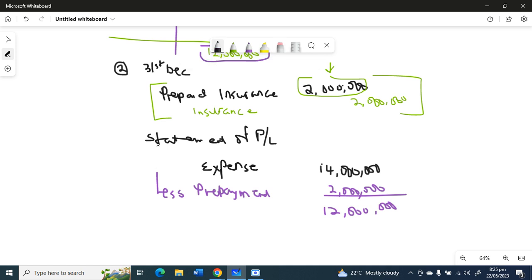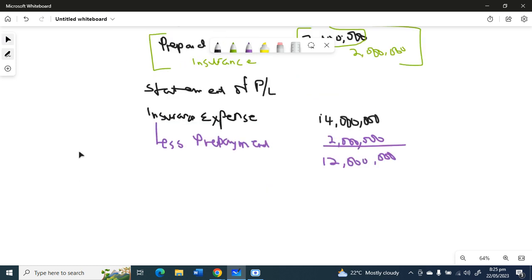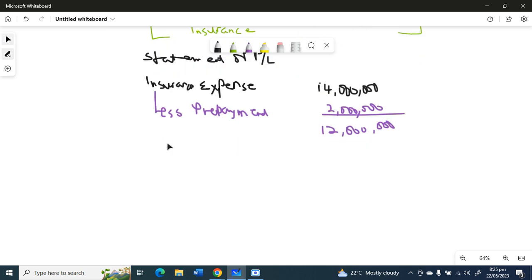Then in the balance sheet, under current assets, we are going to find prepaid insurance. So this is the balance sheet extract.